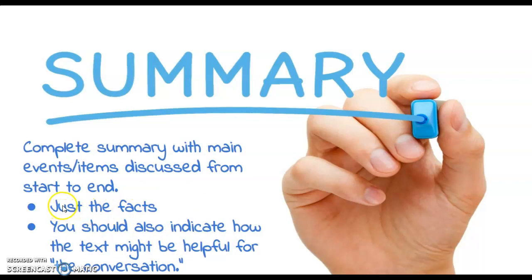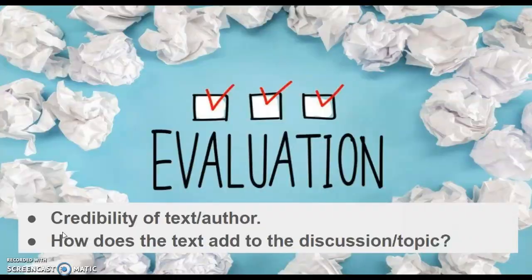Then, just the facts, the main points from start to end. No specific examples, no quotes. It's just a summary. Then the last part, you're evaluating the credibility of the text and the author, and thinking about how that text adds to the discussion, the overall conversation, the big topic. How could it help in your essay? Sometimes you might find something and say this will not really help much. That's okay. Especially when you get to Comp 2, everything you look at will be in the annotated bibliography. You might not use it, and that's okay.